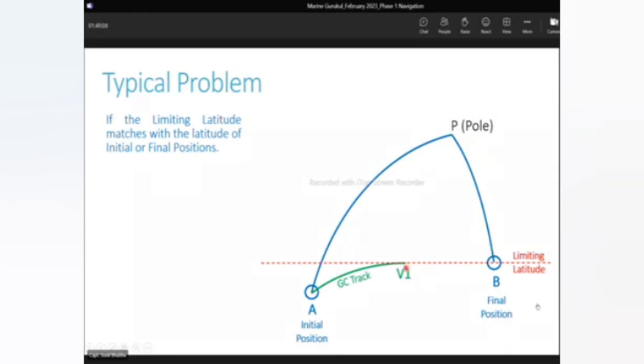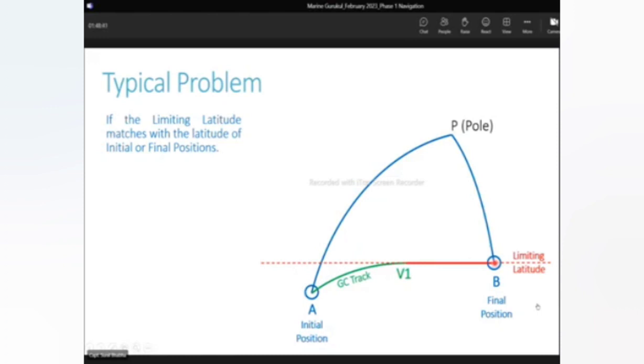Now once we reach this vertex V1, we then proceed on our second leg of the passage. The second leg of the passage is a parallel track. We move along the parallel of latitude on our limiting latitude itself. Now when you move along the parallel of latitude, which will be the limiting latitude in this case, you will see the port B, the final position, being at the limiting latitude. When you move on this parallel track, you will arrive at your destination.